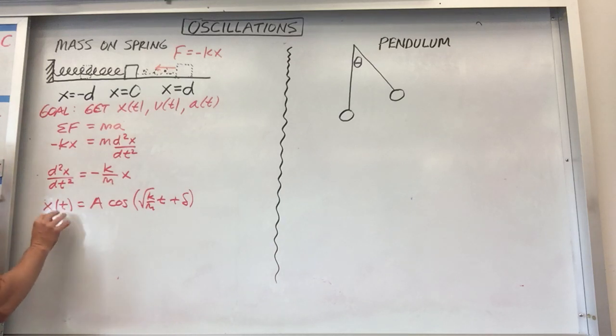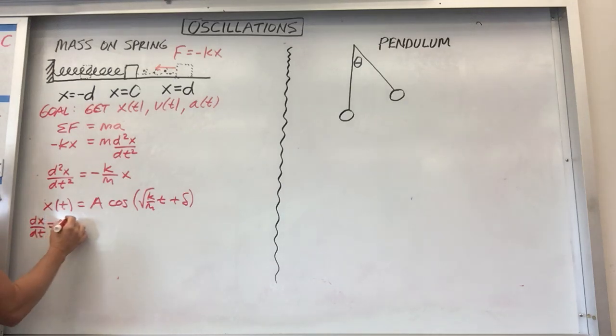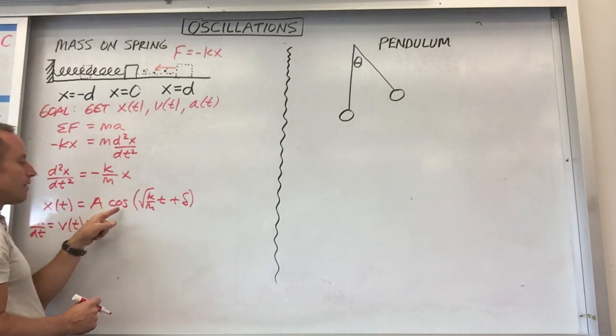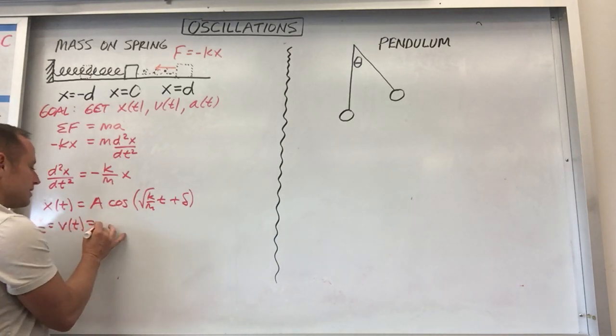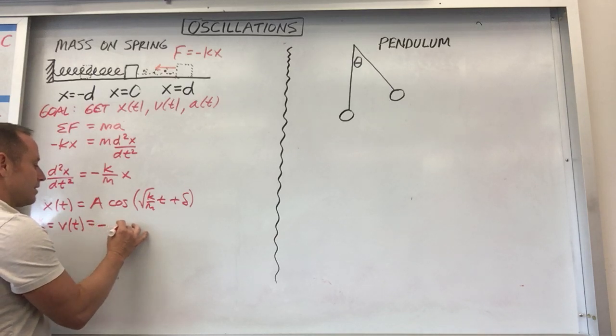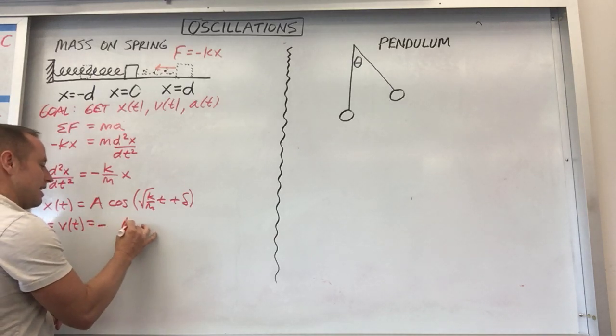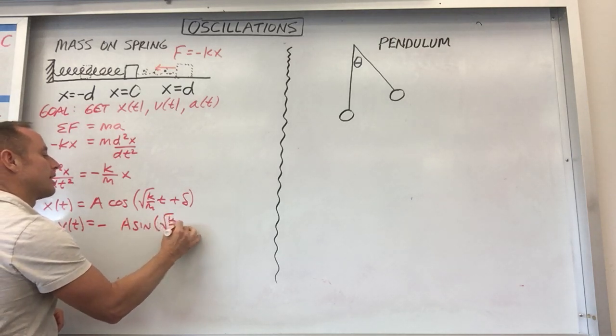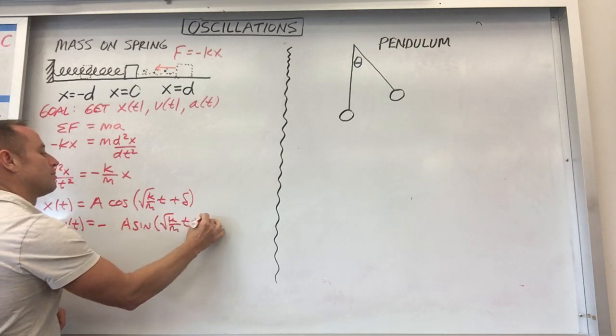Well, if you take one derivative with respect to time of this, dx by dt, that would be the velocity, as a matter of fact, if this were x of t, v of t. And so let's take one derivative of this function. Well, the derivative of cosine is negative sine. So you get negative, leave a little space, you'll see a sine of all this stuff, root k over m t plus a phase.